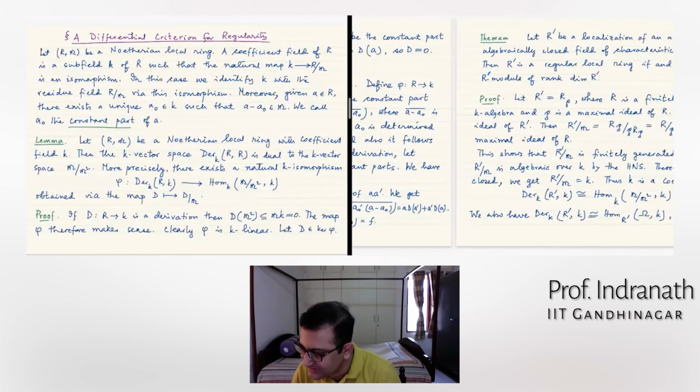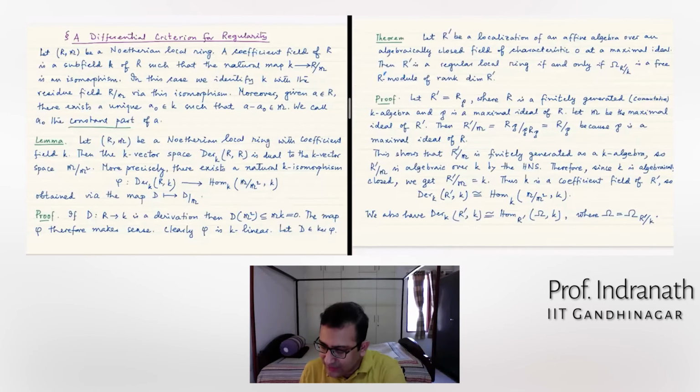Now let me prove this theorem. This is going to be our very, very important result. Okay, so this is the criterion for a regular local ring, what is called the differential criterion. So if you have a localization of an affine algebra over an algebraically closed field of characteristic 0 at a maximal ideal, then R dash is a regular local ring if and only if the module of Kähler differentials, omega of R dash over K, is a free R dash module of rank dimension R dash.